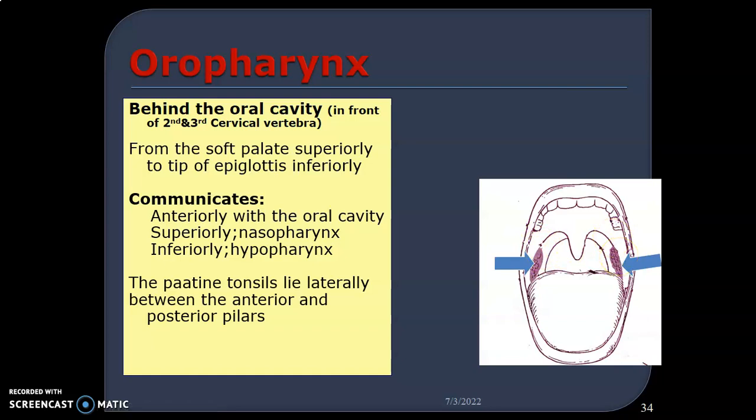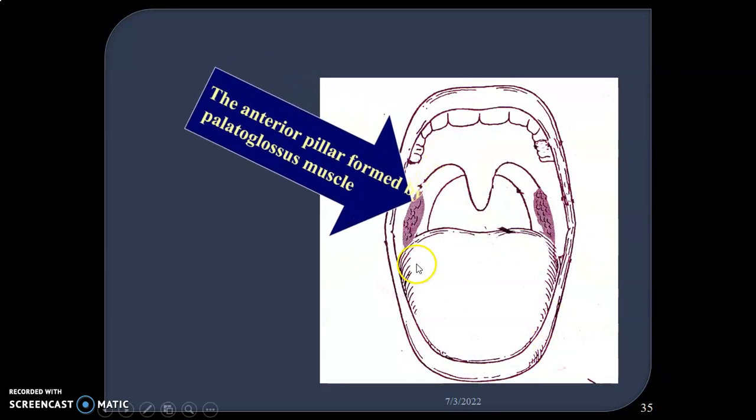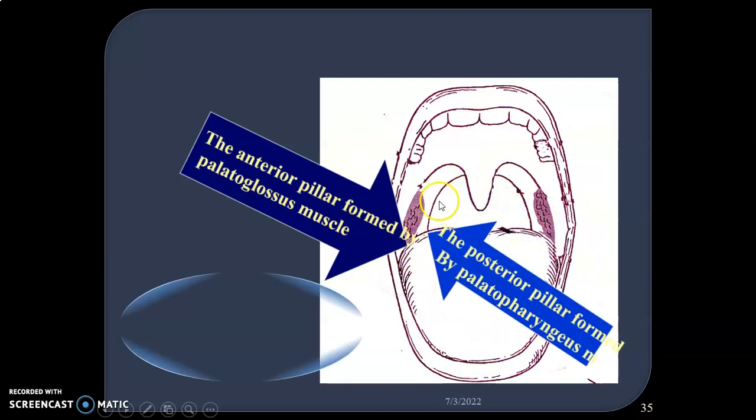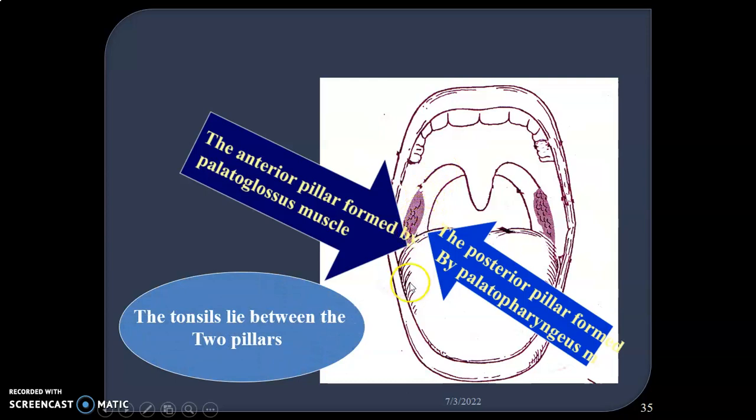So what forms the anterior and posterior pillars? Remember, palatine tonsils are in the oropharynx, and they lie laterally between the palatoglossus anteriorly and palatopharyngeus muscle posteriorly. So these are the structures that form the palatine bed. Palatoglossus anteriorly and palatopharyngeus posteriorly. Again, this just shows you the palatine tonsils and anterior pillar formed by palatoglossus muscle, and posterior pillar here formed by palatopharyngeus. So the tonsil lies between these two pillars.